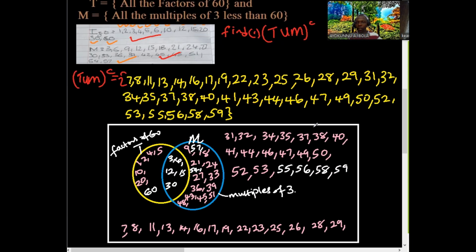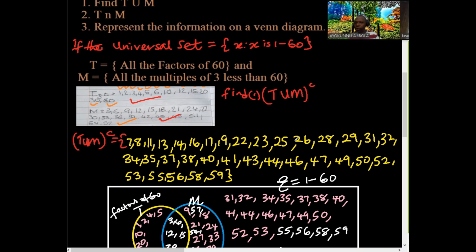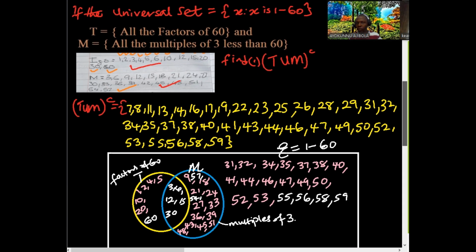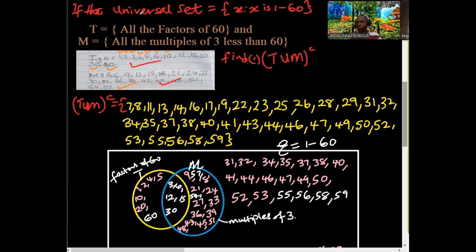Okay, so I'm going to give you something to do where you'll be required to represent the complement also in a Venn diagram like this. Is that clear? This is our Venn diagram where the universal set is 1 to 60, right? What you're going to do first is to put down these particular details, this page. Copy it down, and once you're through, I'm going to give you what to do, okay?